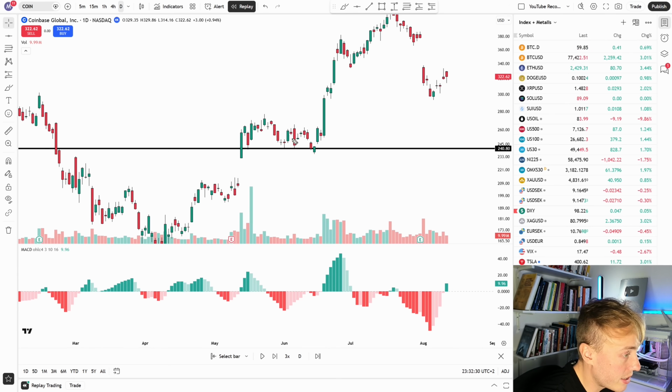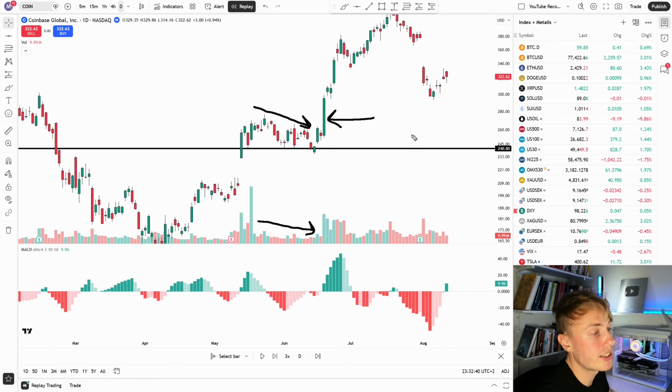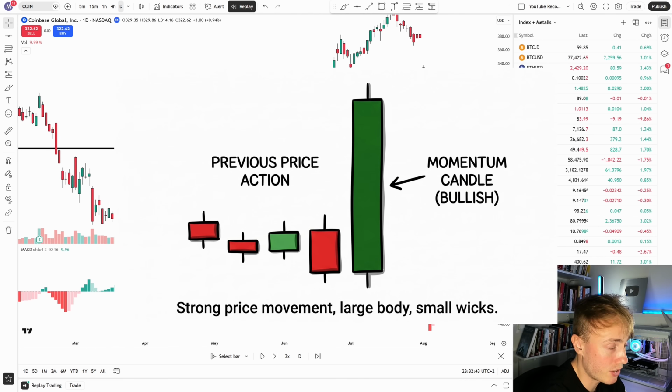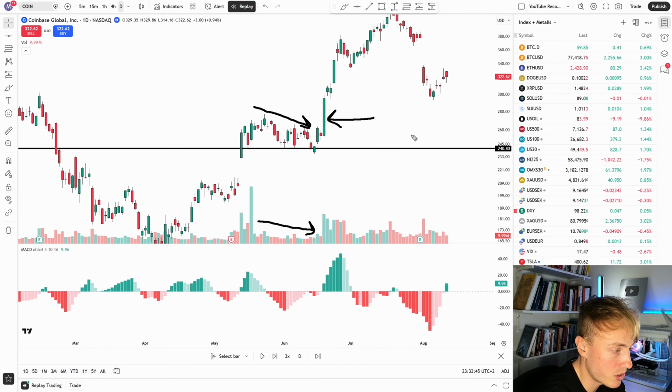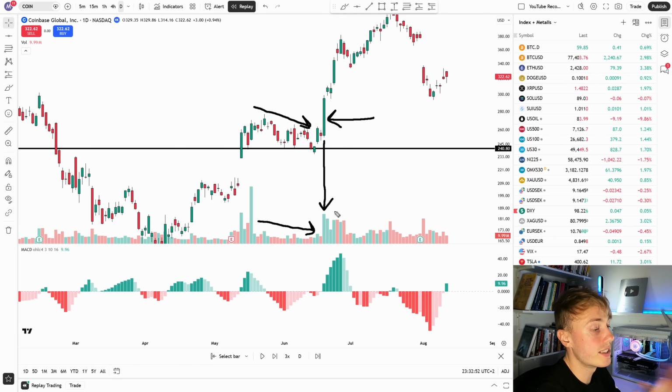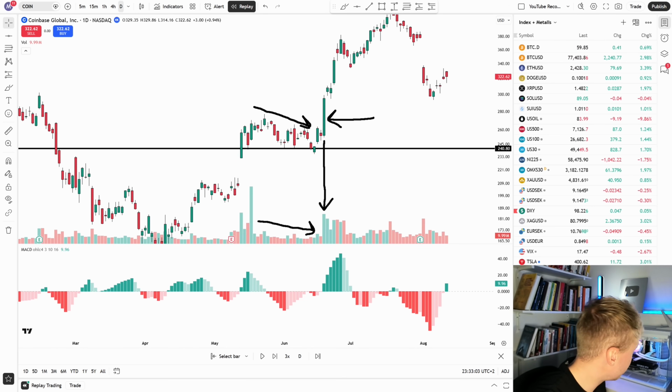If we look right here, you can see that during the whole pullback, the volume indicator was lower and lower, but then suddenly we saw a massive candle. This right here is what is called a momentum candle, and this is exactly the kind of candle we want to see in a breakout. And what we also saw is that during this candle we had a big spike in volume. This means that many buyers are participating in the breakout, or in other words, many buyers are supporting the move. So this right here was a textbook breakout.